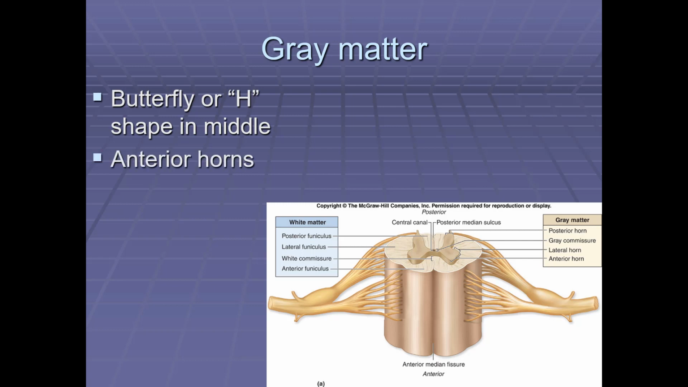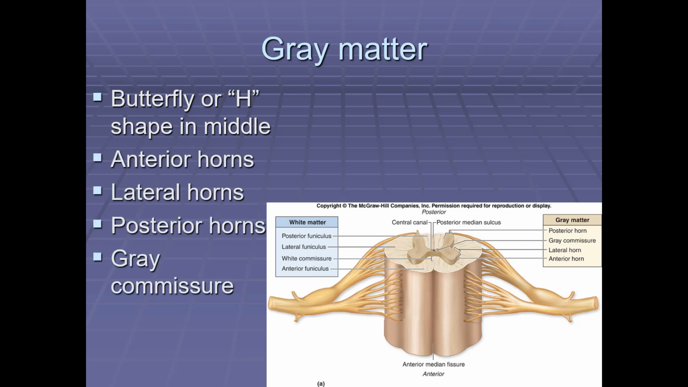All right, like we said earlier, the gray matter is shaped like the letter H, and the regions of gray matter within the spinal cord are called horns. So you have anterior horns, lateral horns, posterior horns. And then this little part of gray matter that connects the two sides is called the gray commissure. In the middle of the gray commissure is the central canal. So horns: posterior, lateral, anterior.